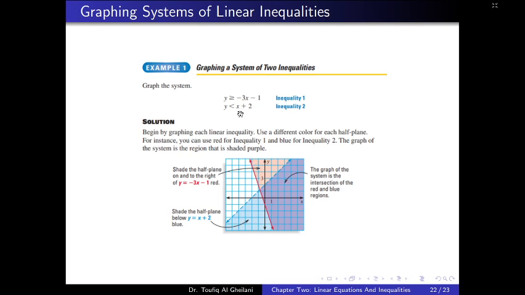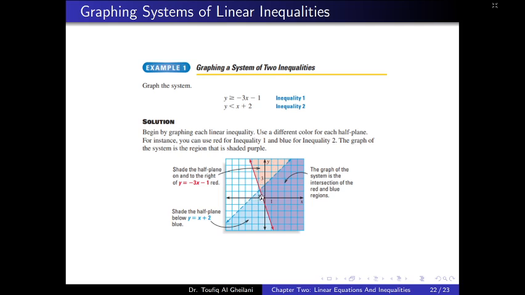Second inequality, y less than x plus 2. This is the blue one. When x equals 0, y will be 2 here. When y equals 0, x will be minus 2 here. So I draw the line and I make it dashed because it doesn't include equality.